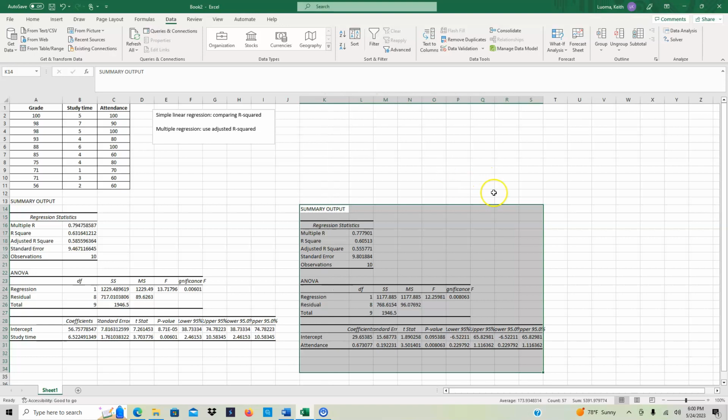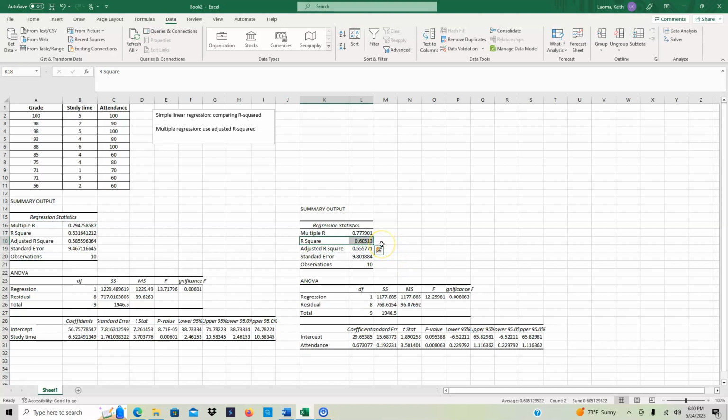And enlarge things a little bit. R squared this time is 0.60, so although attendance has some explanatory power, some predictive power, it turns out that it's a little bit less than study time. Now here, if you were to use just attendance to predict the person's grade, it would be grade equals 29.6, round to whatever you want, plus 0.67 times the number showing the percentage of classes attended.